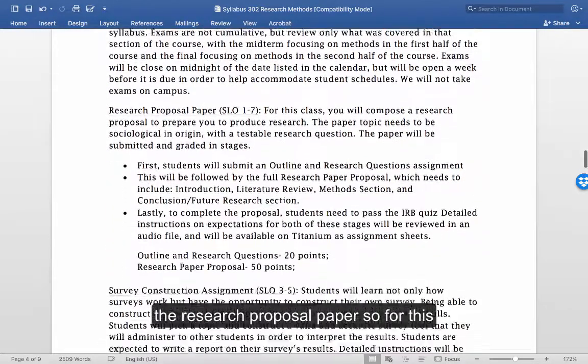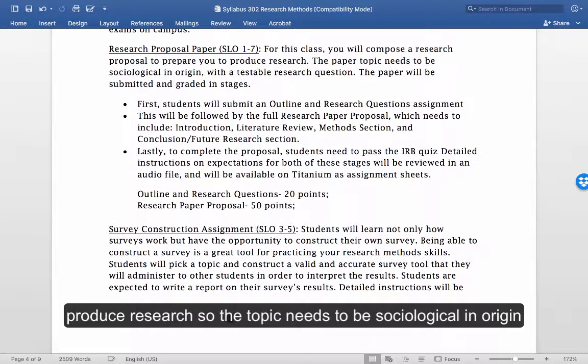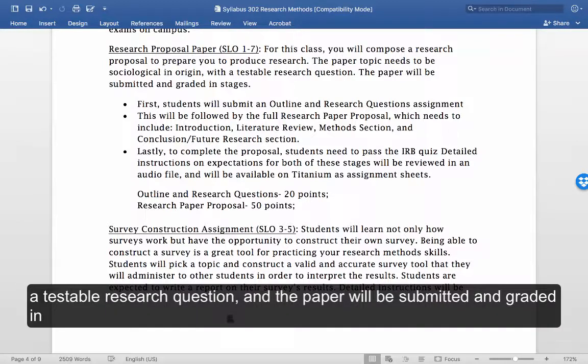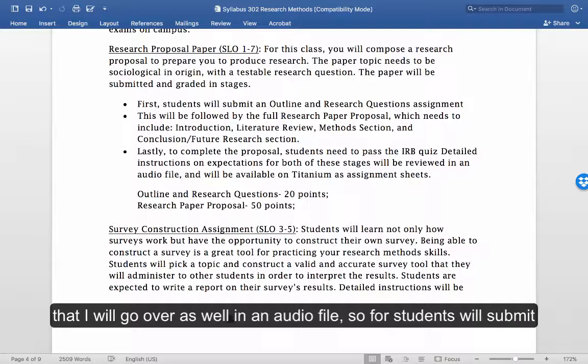Okay, the research proposal paper. So for this class, you're going to compose a research proposal to prepare you to produce research. So the topic needs to be sociological in origin with a testable research question. And the paper will be submitted and graded in stages. So remember, all of this has assignment sheets on Titanium that I'll go over as well in an audio file.